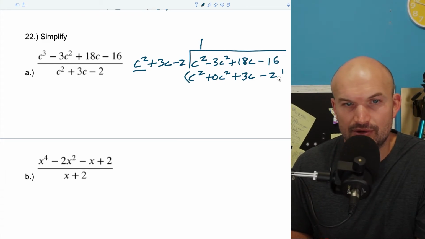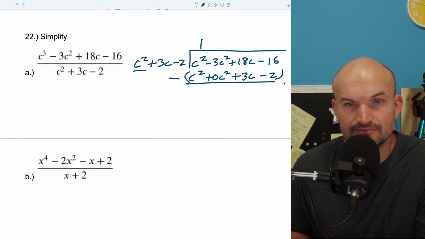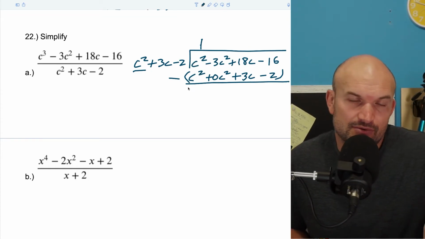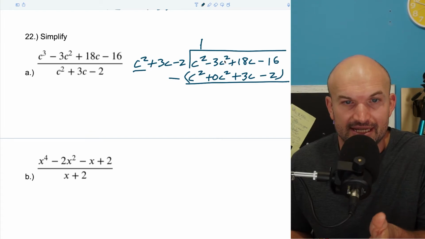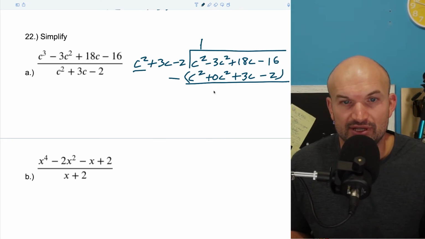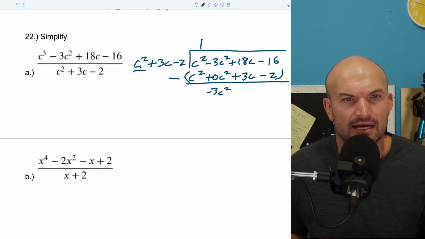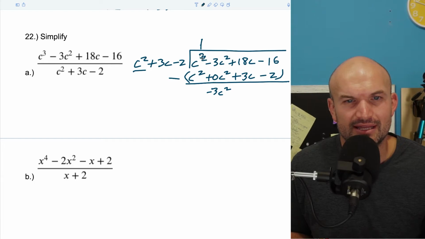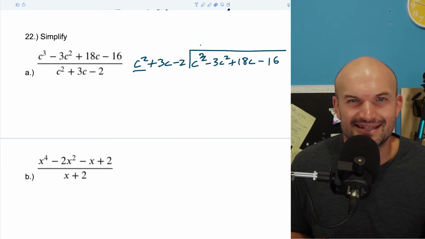Now what I'm going to do is go ahead and subtract my 2 rows. So c squared minus c squared is just going to be 0c squared, which is 0. Negative 3c minus 0. So basically, you can just bring this down. So that's going to be a negative 3c squared. That just goes in there. Oh, that was c cubed. I was wondering why that did not make sense. This is all wrong. Let's go ahead and redo that. It's not 1. That doesn't make sense.